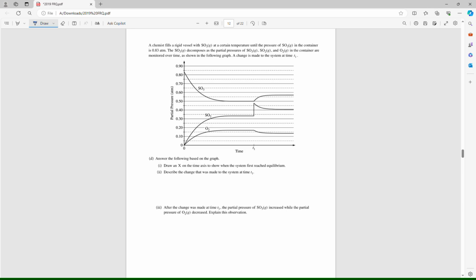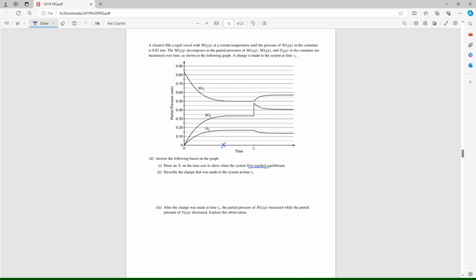So this is time. We have partial pressures. You can see that right about here, the pressures all start to plateau. So when they first plateau, when they first reach equilibrium. So as soon as they start to plateau, that's when they first reach equilibrium. Describe the change that was made to the system at time t1.